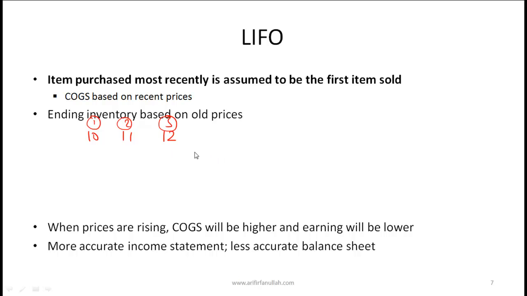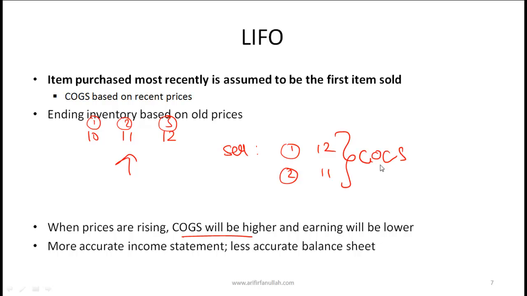You will assume that the first one that you sell is for 12, the second one that you sell is for 11. So when prices are rising, as they are in our example, COGS will be higher and earnings will be lower. So your COGS is based on what you bought towards the end. So 11 and 12. So COGS is higher and hence earnings will be lower. If prices are falling, then COGS will be lower and earnings will be higher.